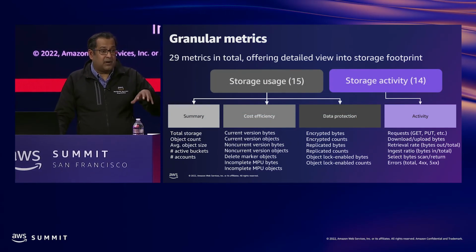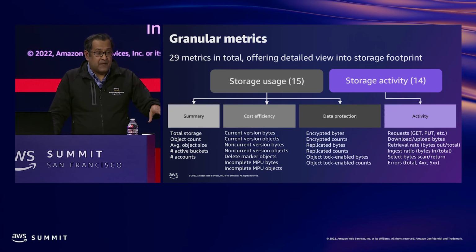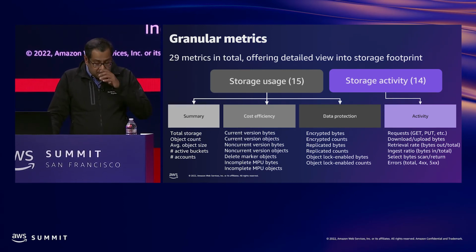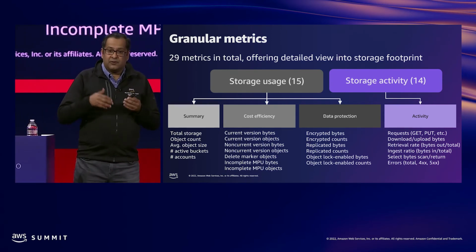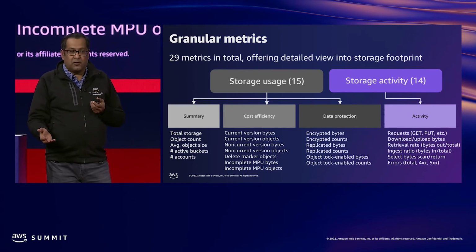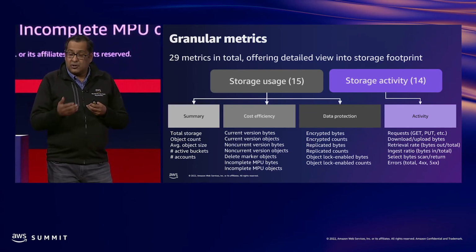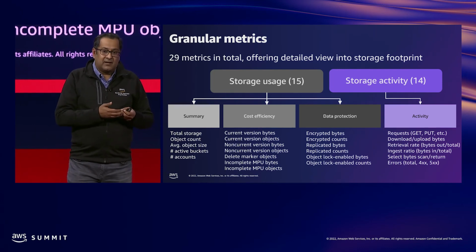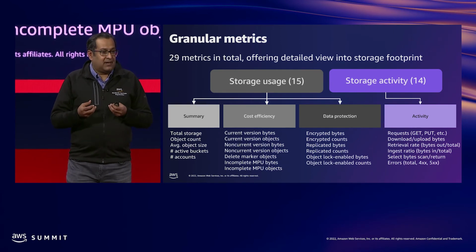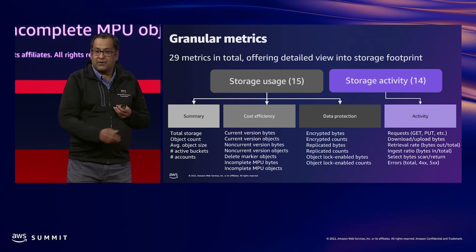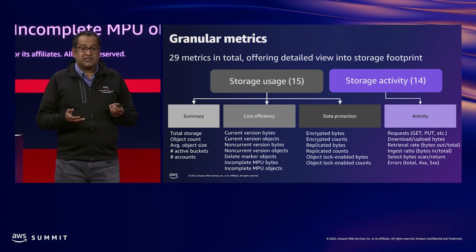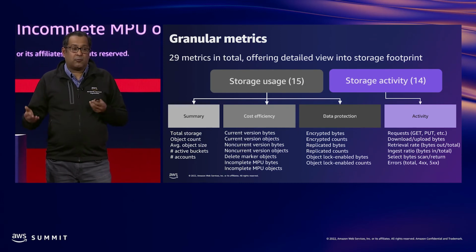One thing I want to point out on the cost efficiency metrics, the two most useful ones right off the bat, is the amount of bytes taken up by incomplete multi-part uploads. If you have large objects or you're using multi-part uploads and there's an error and your application doesn't clean up after that, you are going to have a bunch of orphaned, incomplete multi-part uploads. You can use Storage Lens to identify them and clean them up. We've had a customer save about 10 to 15% of their storage bill by just cleaning that up. That was awesome. The other one is the number of bytes taken up by non-current versions of your objects.